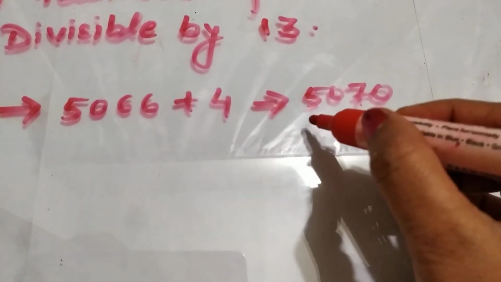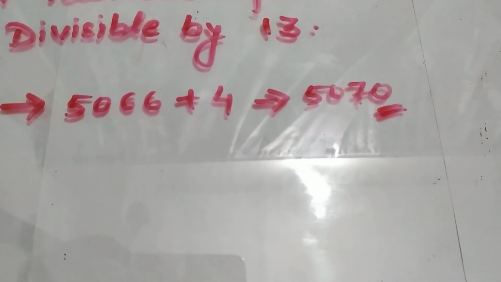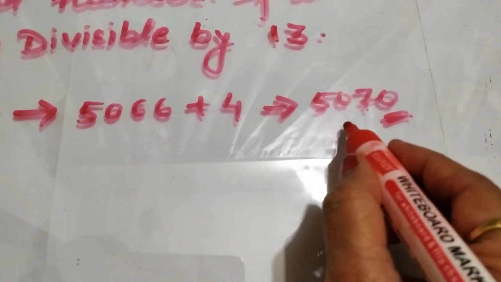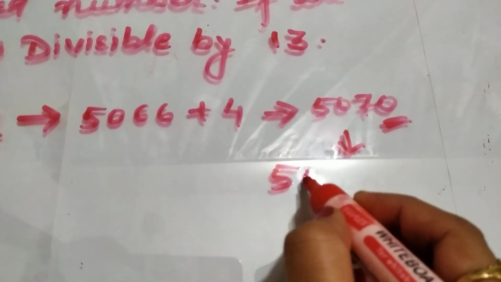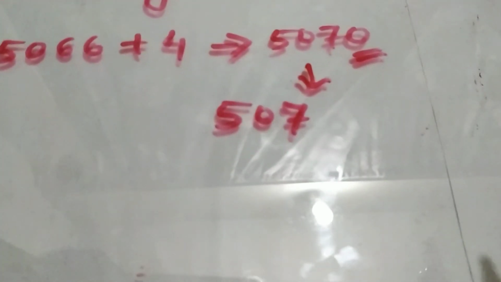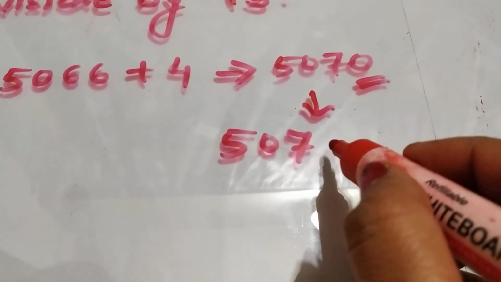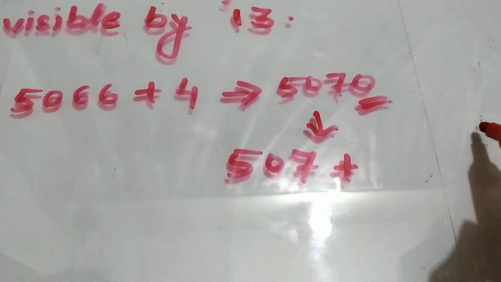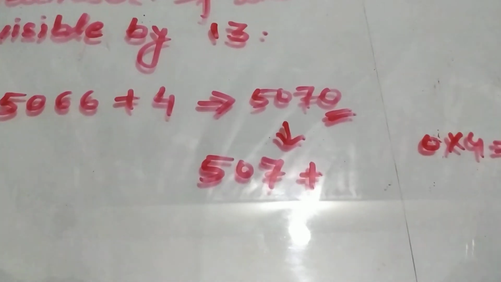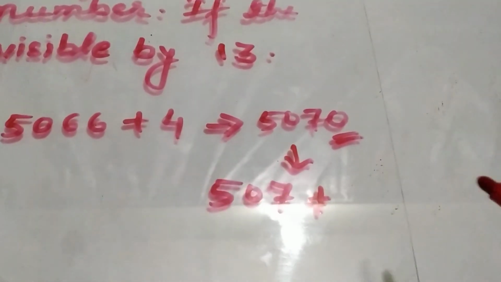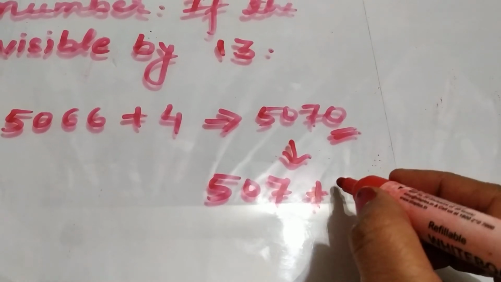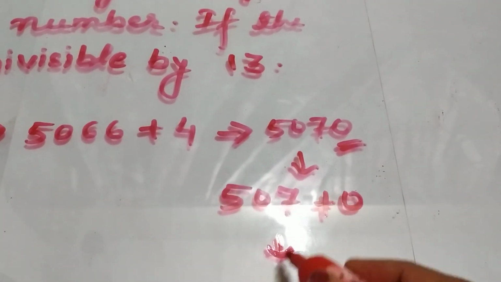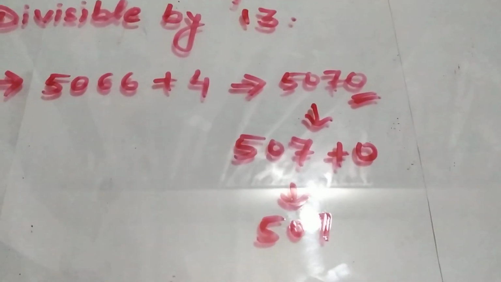5070. Now same procedure. Last digit is 0. So what's your remaining number? Your remaining number is 507. Right? Add 4 times the last digit. 4 times 0 is 0. You got 0 again. So write 0. So what you got? You got 507.